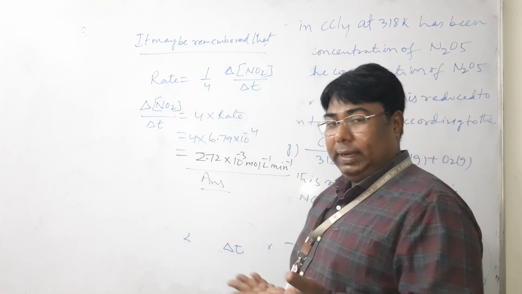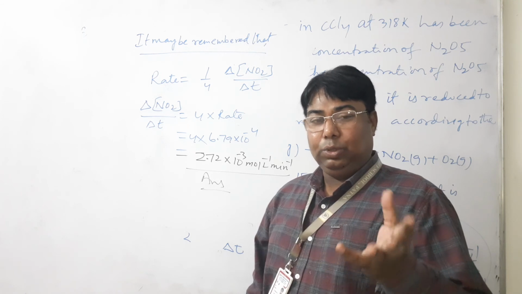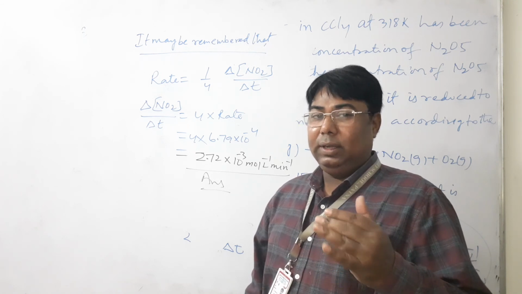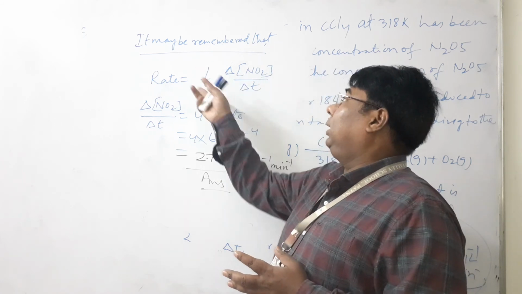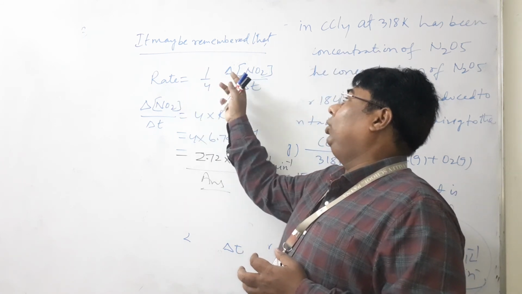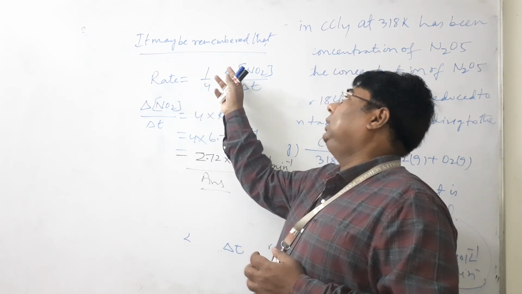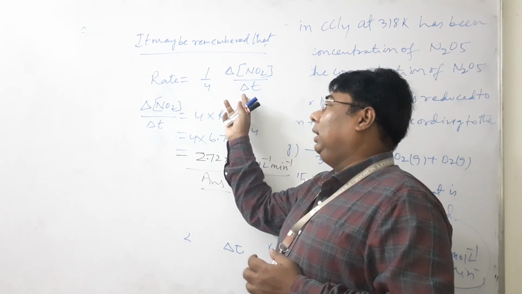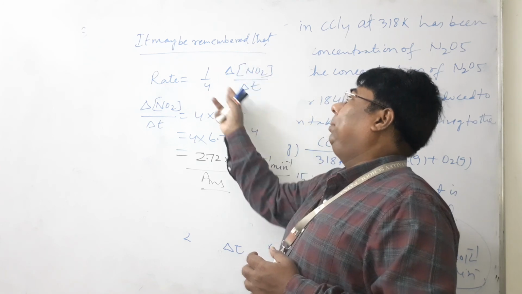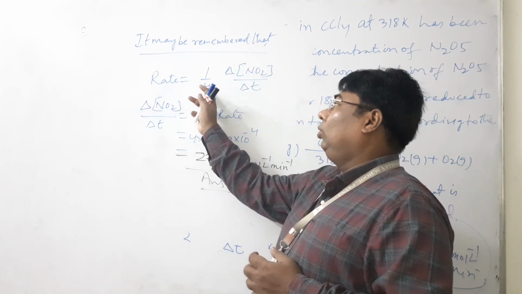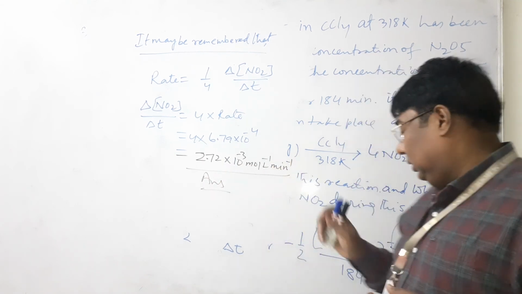Now in the second half of the question, it is also asked to find out the rate for NO2. So for NO2, the rate will be written as follows. NO2 is a product, and there are 4 moles, so 1 by 4, change in the concentration of NO2 divided by delta T. Therefore, the rate of appearance of NO2 is equal to 4 into the rate.